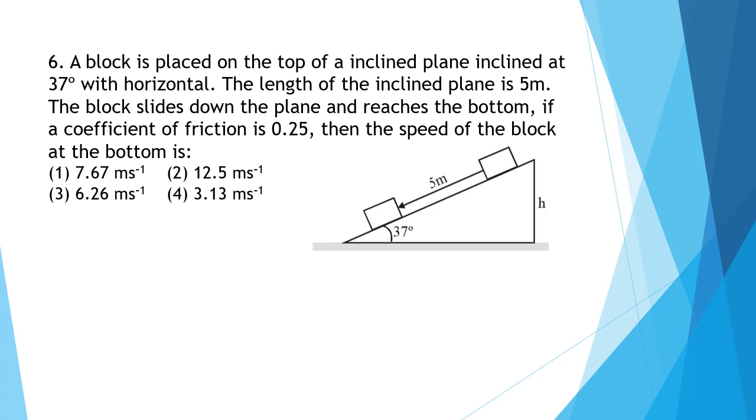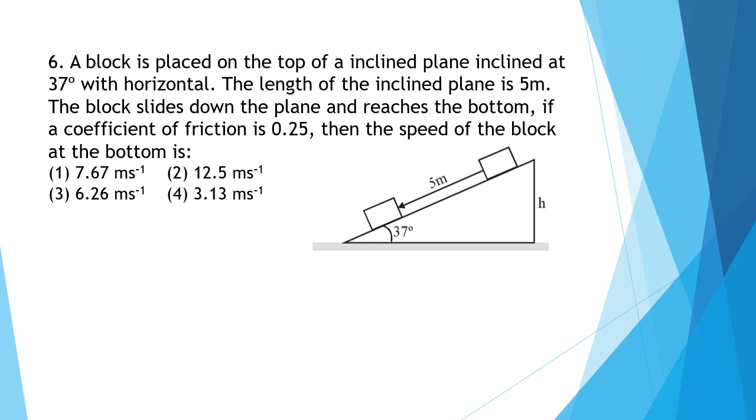Question 6. A block is placed on the top of an inclined plane, inclined at 37 degrees with the horizontal. The length of the inclined plane is 5 meters. The block slides down the plane and reaches the bottom. If the coefficient of friction is 0.25, then the speed of the block at the bottom is.